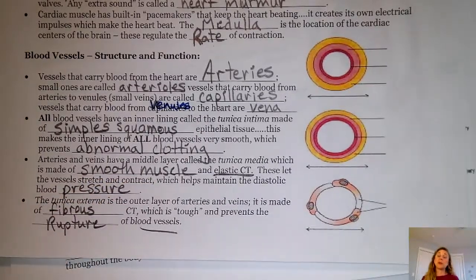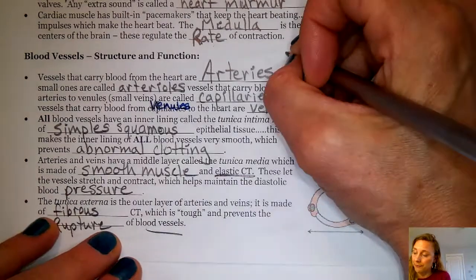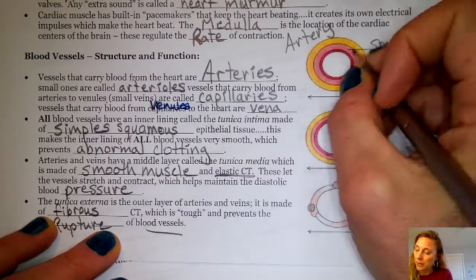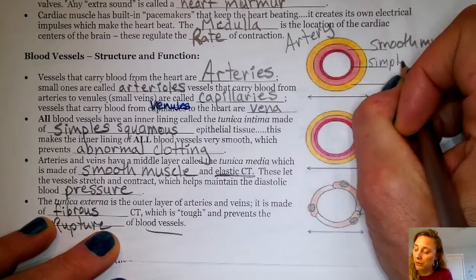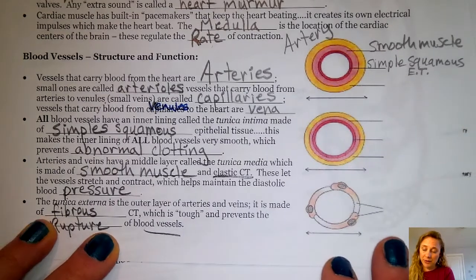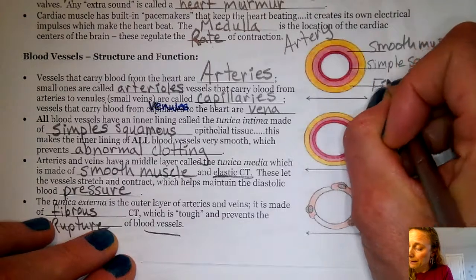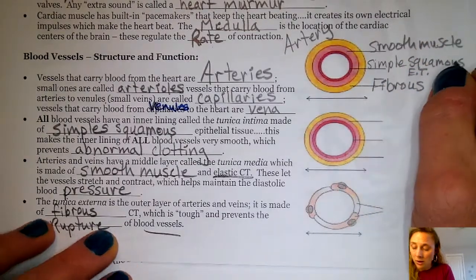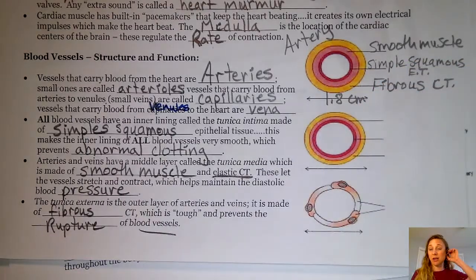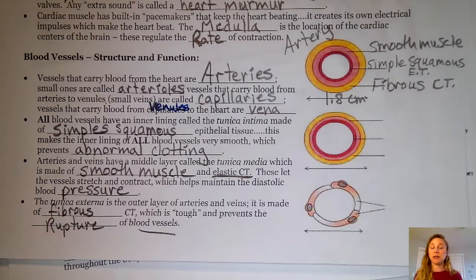Okay, so looking at the picture, as you can see, not all blood vessels have all three layers. First one is an artery. It's got smooth muscle. It's got that inner layer of the simple squamous epithelial tissue. And then it's got that tunica externa, that's fibrous connective tissue. That makes sense. Also, its diameter is 1.8 centimeters. It's not real huge, but it's got a lot of pressure. It's got a lot of velocity in that blood to shoot it where it needs to go into the arterioles and then the capillaries and then hopefully collect into the venules and the veins.